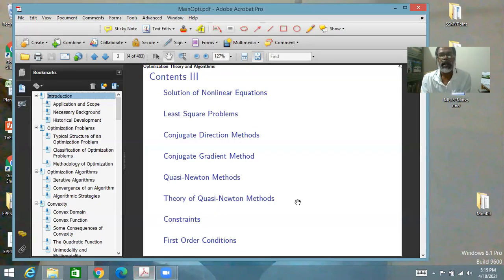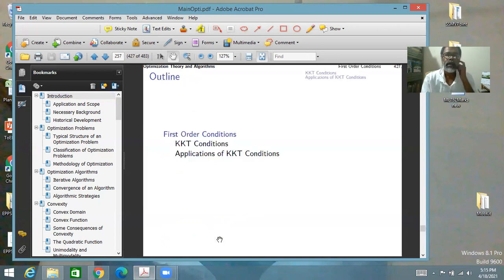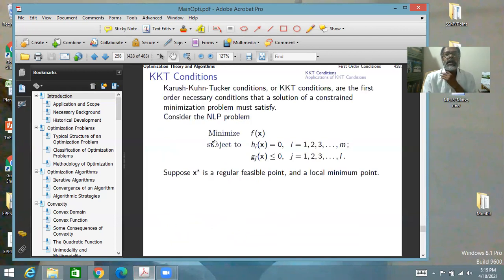Okay. In the last lecture, we discussed constraints, and in this lecture, we will continue and study the first order optimality conditions. These are called KKT conditions. So the KKT conditions are basically first order necessary conditions that a solution of a constraint optimization problem or nonlinear programming problem, as it is sometimes called, must satisfy.